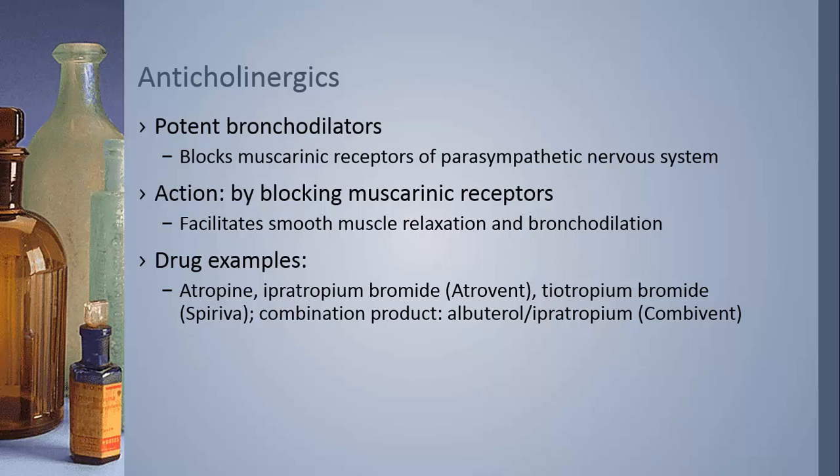Some of your examples of drugs: atropine is the first one. It's used infrequently because of the tendency to dry secretions of the mucous membranes and other side effects. Your ipratropium bromide, which is your Atrovent, and your tiotropium bromide, which is Spiriva, are both available as inhalers and have fewer side effects than the atropine does. So a lot of times they'll use those first. A combination product for this group is albuterol and ipratropium, which is your Combivent.